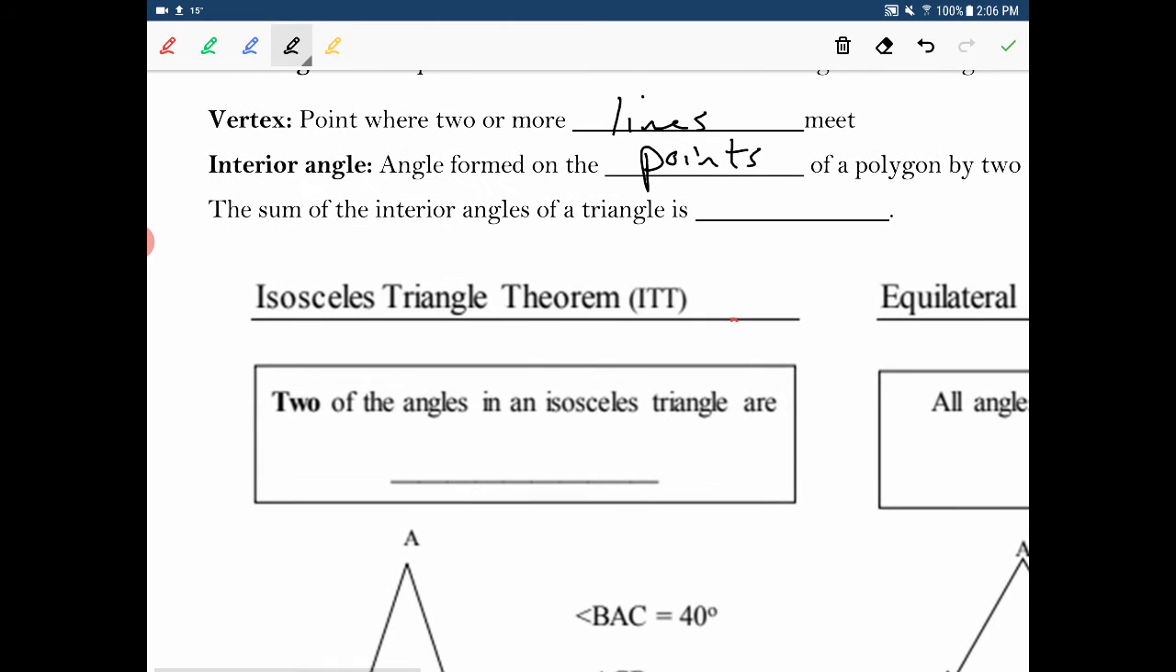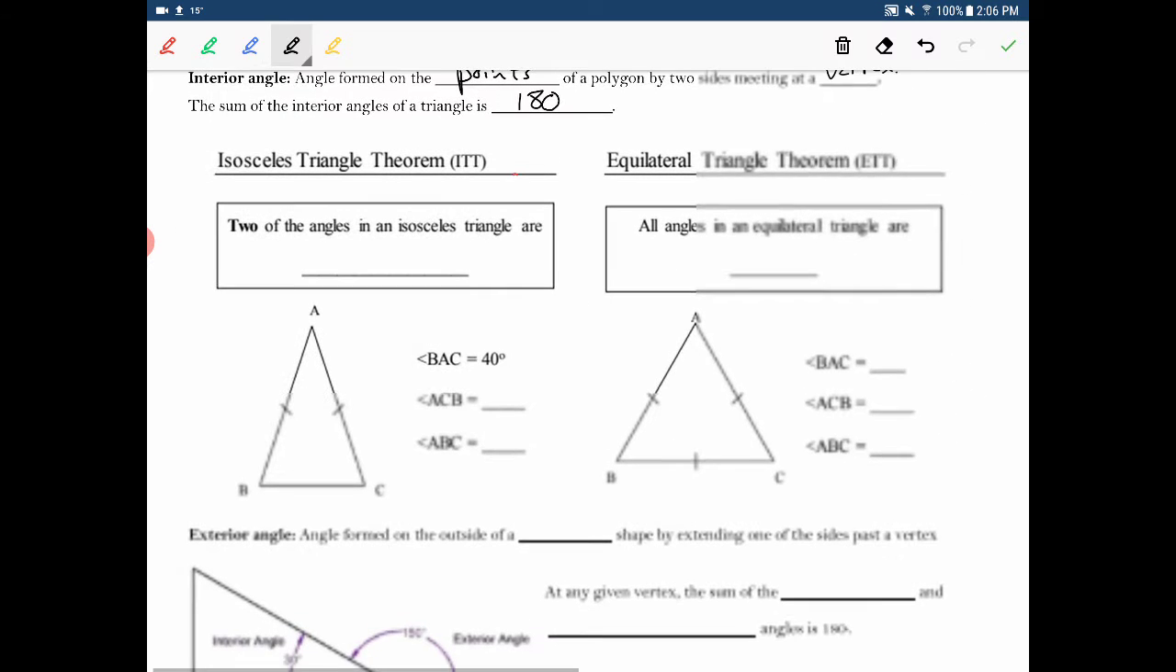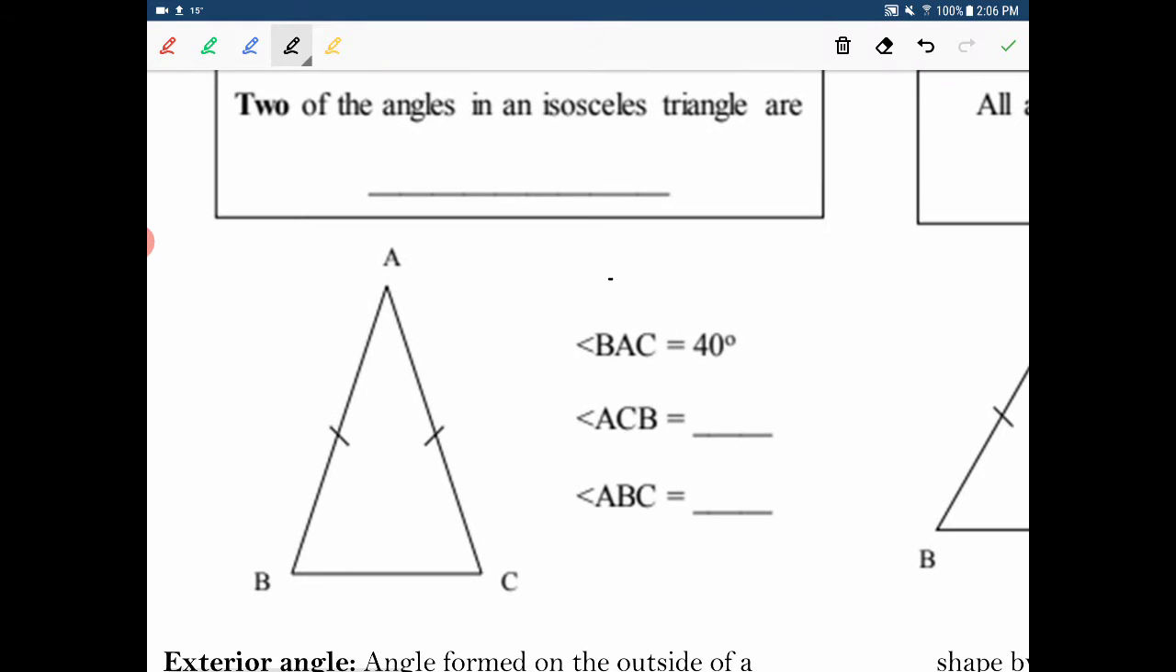Anyway, the sum of the interior angles of a triangle is, of course, 180 degrees. So let's talk about the isosceles triangle theorem. Hopefully everybody knows at this point, and if you don't, you're about to learn, that an isosceles triangle has two equal sides. But what some people sometimes overlook is that two of the angles in an isosceles triangle are also equal.